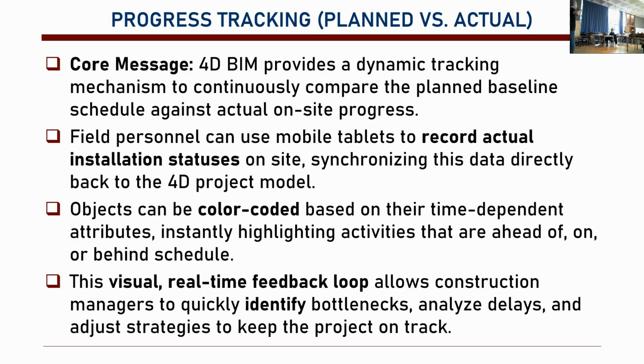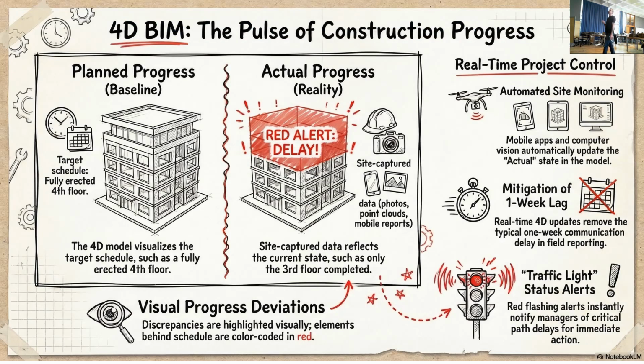But with the BIM model, you can see in 3D what's going on. Color-coded objects, for instance, can show how things are working or not. This is what we call a visual real-time feedback loop. We want the feedback from the site. In the 3D model, we have the red alert, like there's something wrong, we need to fix it.